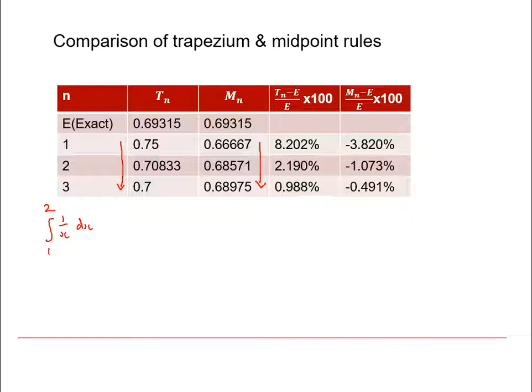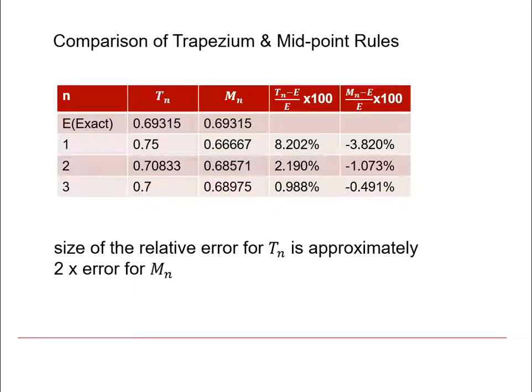And in the last two columns of the table we've got the relative errors for the two methods, and obviously as the number of strips increases the relative error goes down, but notice that the error for the trapezium rule is significantly larger than for the midpoint rule, and in fact it can be shown that we would expect the relative error for the trapezium rule to be approximately twice that for the midpoint rule.